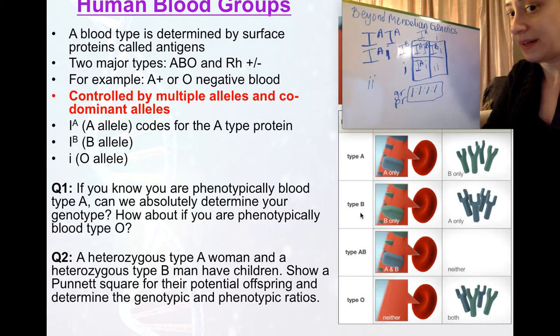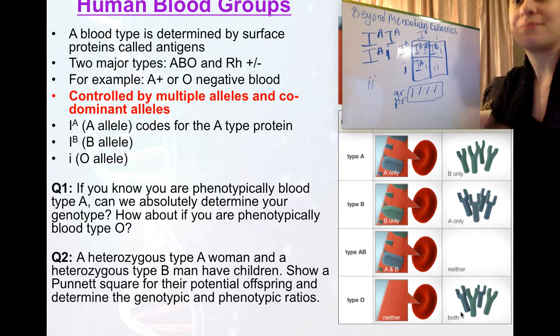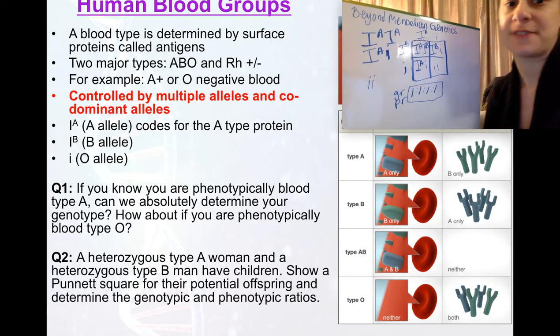Someone with type B blood has B surface proteins and anti-A antibodies. Someone with type AB blood has both antigens, but neither antibody. And someone with type O blood has no antigen, no surface protein, but both antibodies. Right, so we did that before we left.